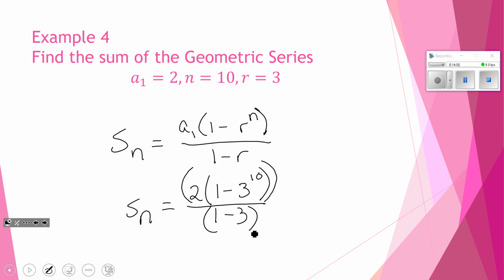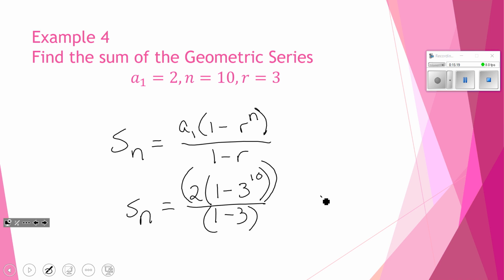So I would highly recommend that you do parentheses 2 times the quantity, parentheses, 1 minus 3 to the 10th, close parentheses, and then close the second one, all divided by parentheses 1 minus 3, close parentheses. So you just need to make sure when you're working a fraction that you put an extra set of parentheses around the numerator and the denominator.